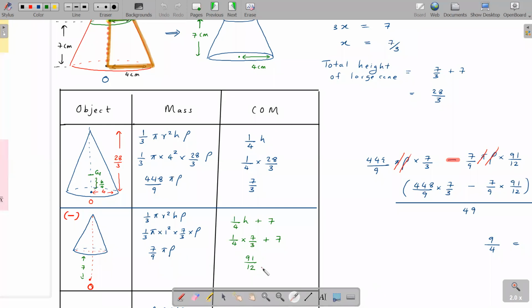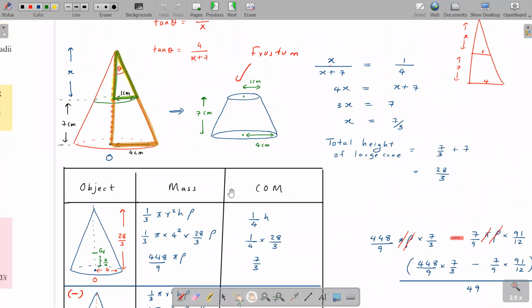Okay, so this is the mass, center of mass. Now you need to be really cautious here. Remember, center of mass, you are measuring from O.